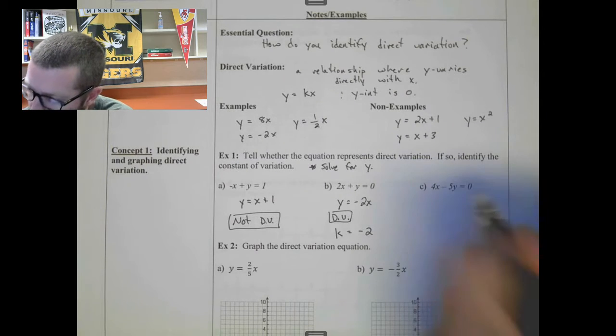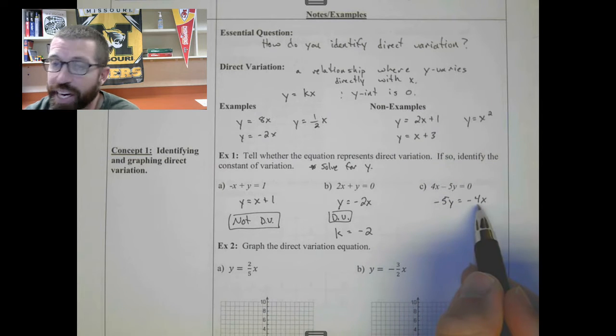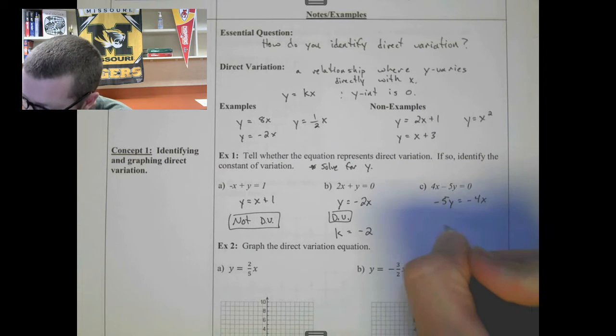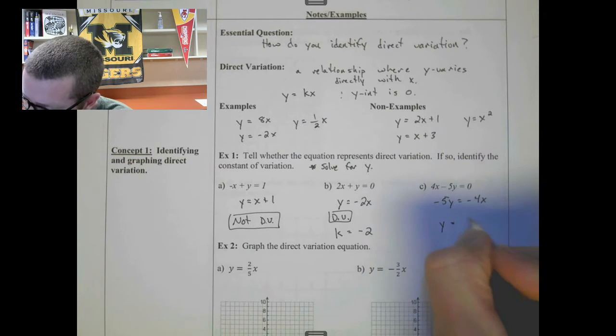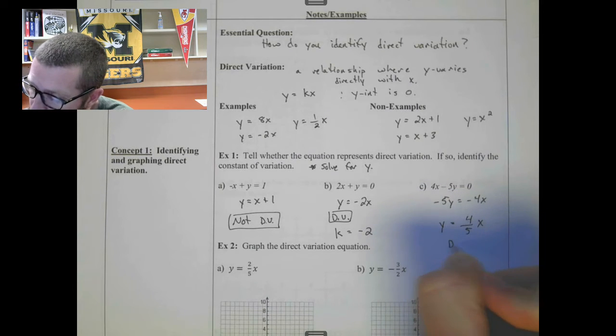Here, when you subtract 4x from both sides, you get negative 5y is equal to negative 4x, and then divide by negative 5, so y is equal to 4 over 5 x, because the negatives will cancel or divide to 1. And so this is direct variation, and the constant of variation is 4/5.